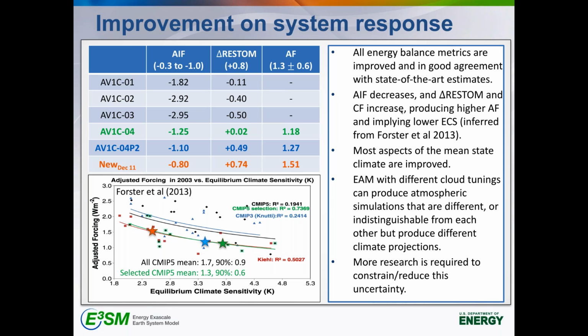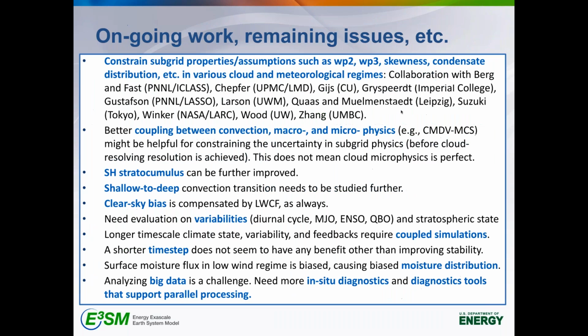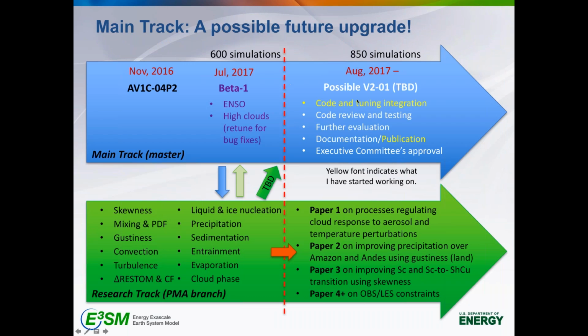What I'm saying is that we are much closer than 2 months ago, and this configuration is finally coming together. This yellow code and tuning integration, the tuning integration, actually means putting all these different features together and then retuning the model so that the overall climate is improved with all these improvements there as well. So that's what I'm doing, and I think we're close, and I'm confident that we can make the V2 deadline.